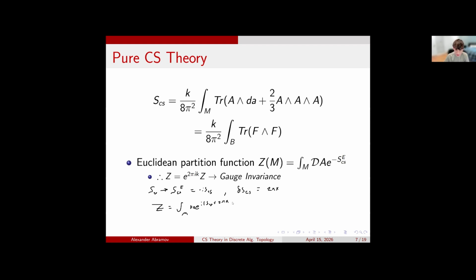And we get that this is equivalent to this above. So this is equivalent to this right here, right? So what we basically showed is that the partition function is equivalent to itself multiplied by this e to the 2 pi ik factor. And the only way that can be possible is if we have gauge invariance, right? So we showed that the partition function under Chern-Simons must have gauge invariance.